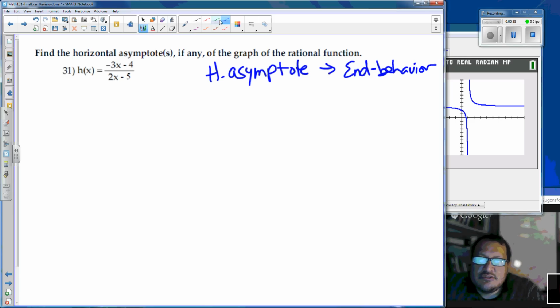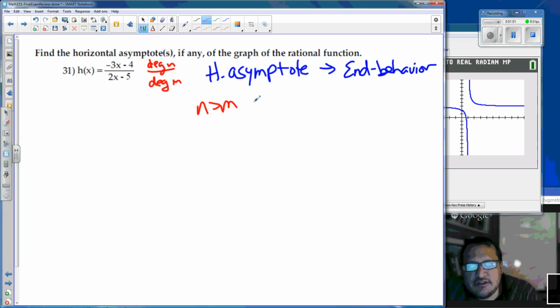So there's three rules. The first rule is you look at the degree here. We're going to call this degree n, and this degree m. Now if n is greater than m, that means the top is growing a lot faster than the bottom. So this is going to shoot off to infinity. So there's no asymptote. It goes to infinity. It's unbounded.